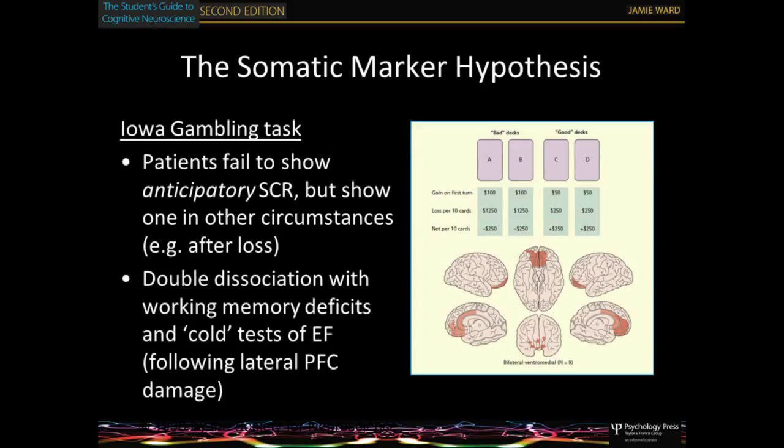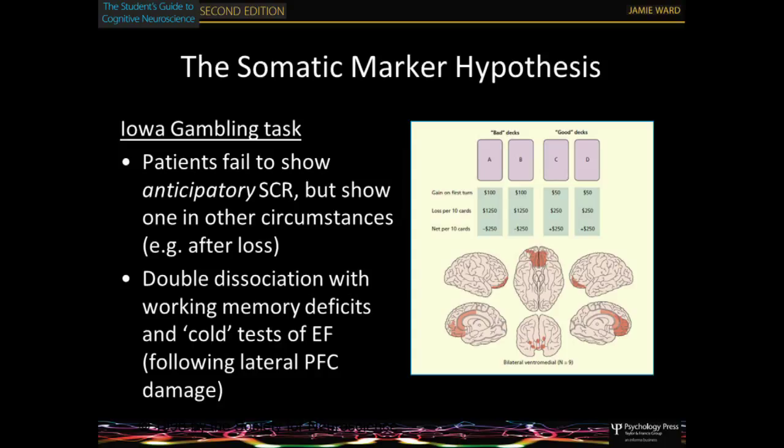So this is his kind of gambling task here. What you've got is four decks of cards, A, B, C, and D. One of the interesting things about it is that the bad decks, the ones that you lose money on, are initially rewarded strongly. So here, for instance, on the first turn, you get $100, and the other ones get $50. But over time, what you find is that these are far more punishing than they are rewarding.